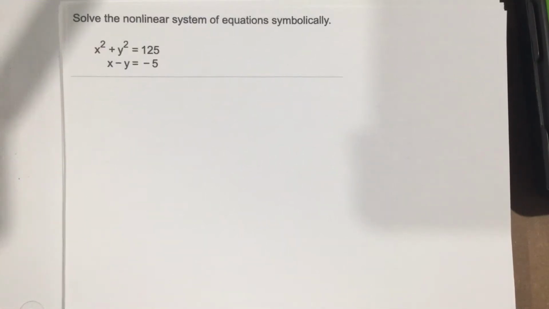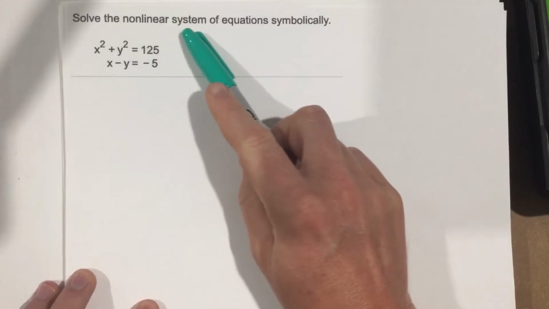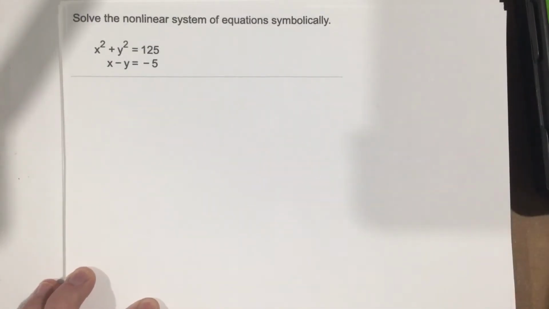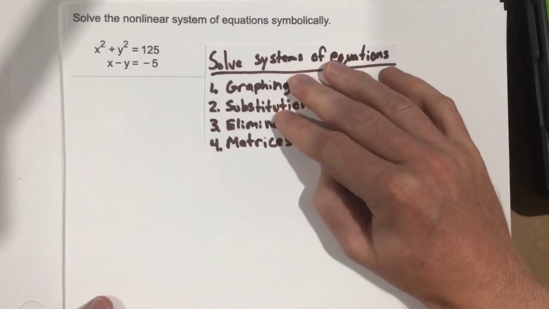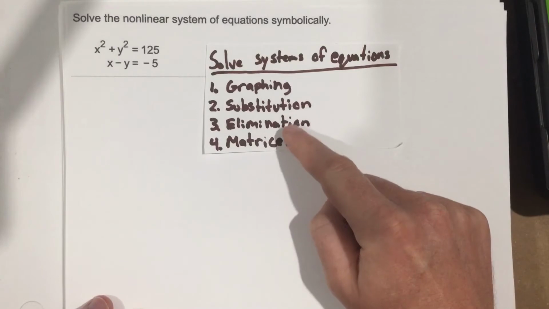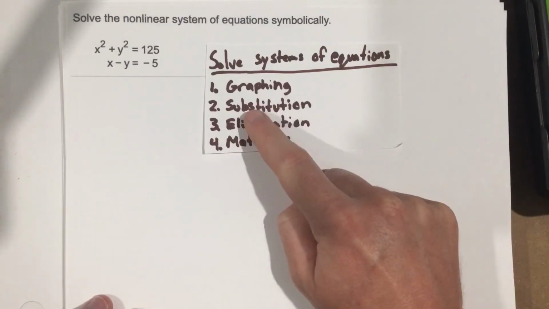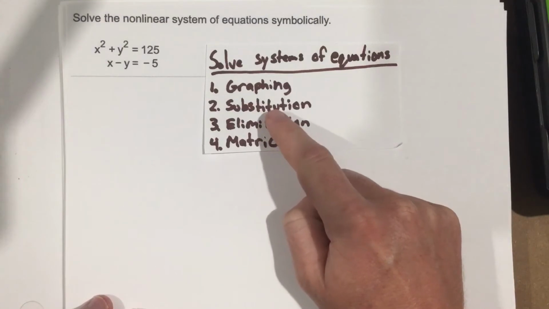This is problem number 4 from section 9.1. In this problem, they say solve the nonlinear system of equations symbolically. So they want us to go through and solve this nonlinear system. And again, I have 4 ways to solve any system of equations, but for the nonlinear ones, I typically stick with graphing and substitution for the 2 main methods.